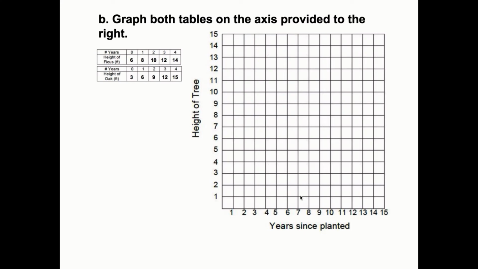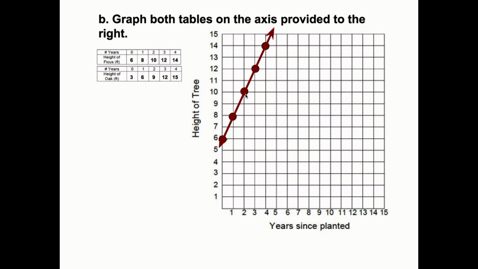All right, so it says to graph both tables on the axis provided to the right. So the ficus is starting off at year 0 with a height of 6, and then 8, 10, 12, 14, so that's our ficus. The oak tree is starting off at 3 feet, so shorter, but then it's 6 feet, 9 feet, 12 feet, 15 feet, so that will be our oak tree.